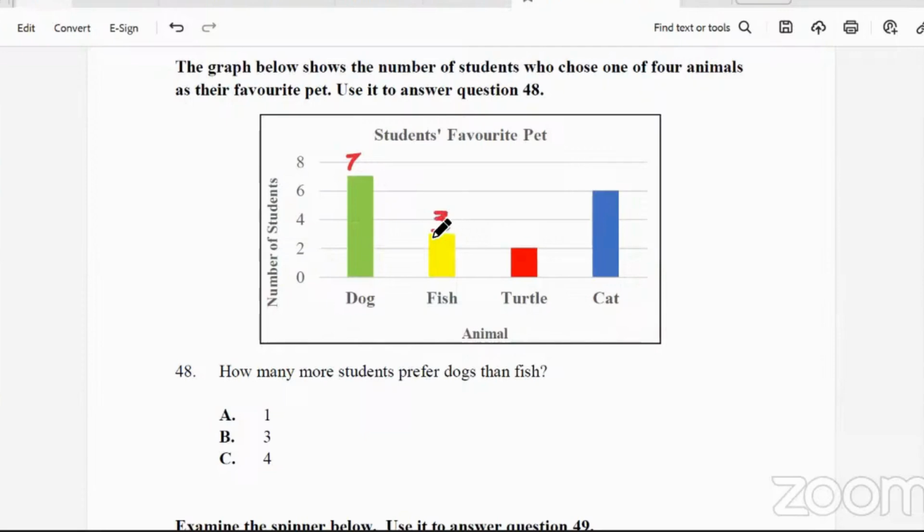So how many more prefer dogs than fish? That would be 7 minus 3. The answer is 4. So 4 more students prefer dogs than fish. The answer is C, 4.